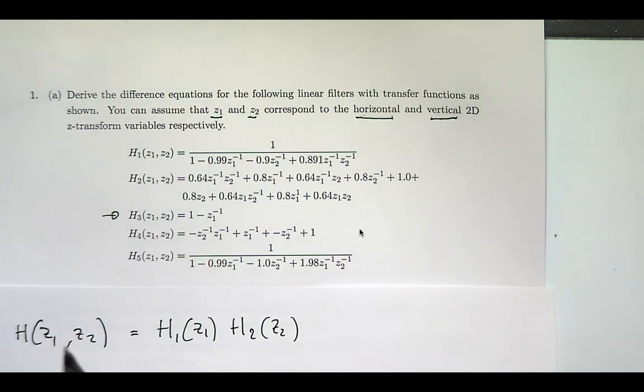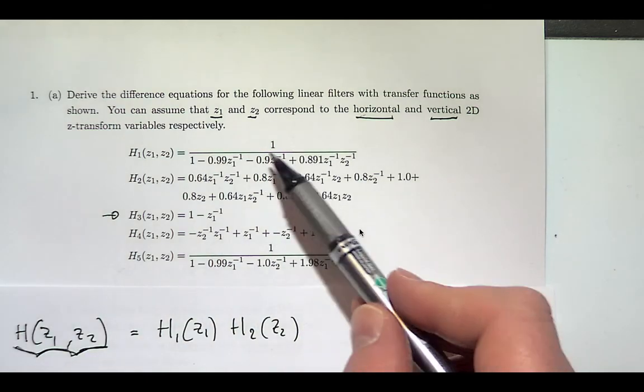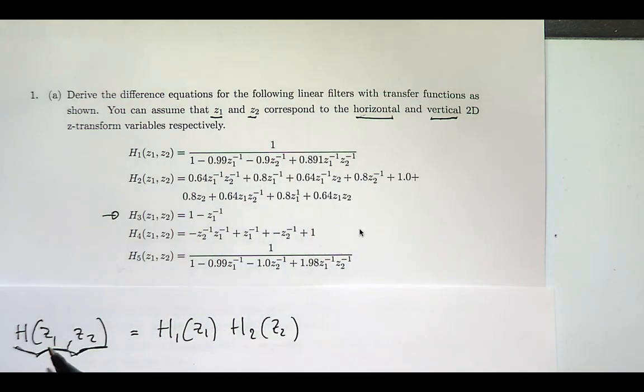So remember, this is one of these rational fractions here. And if you can factorize it into two rational fractions, one expressed just in terms of Z1, and the other expressed just in terms of Z2, then you're able to separate the vertical and the horizontal definitions. So that's kind of how you start.